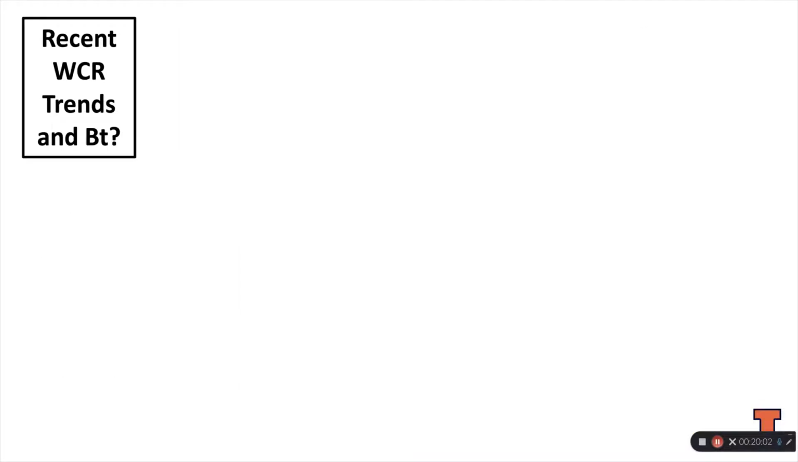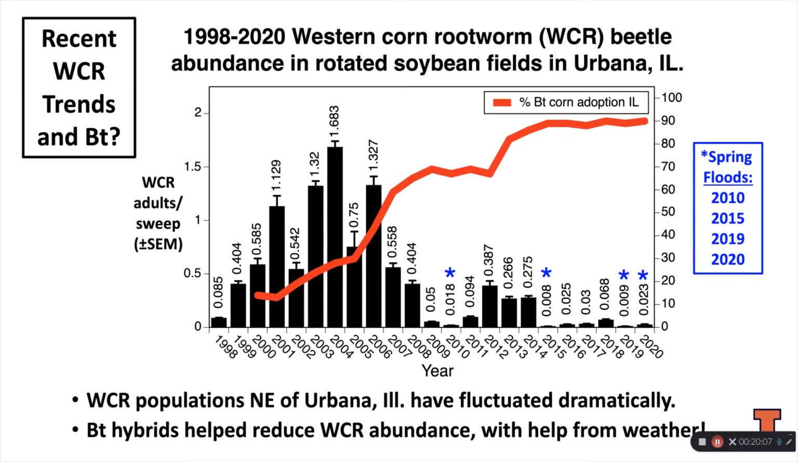So what are some recent trends in rootworm abundance and BT use? This is a figure showing western corn rootworm abundance in soybean fields measured in Urbana, Illinois from 1998 up until 2020. The heights of the bars are the number of western corn rootworm adults per sweep in a soybean field. And the red line shows the percent of BT corn adoption across the entire state of Illinois.